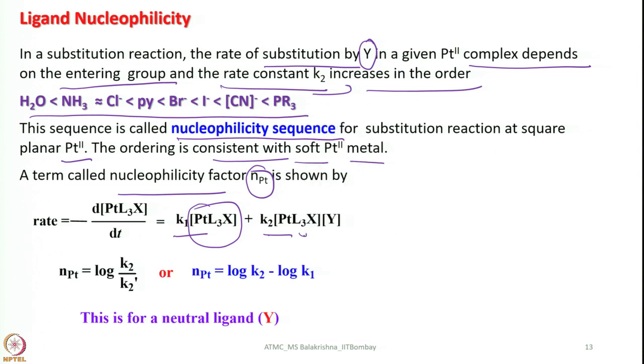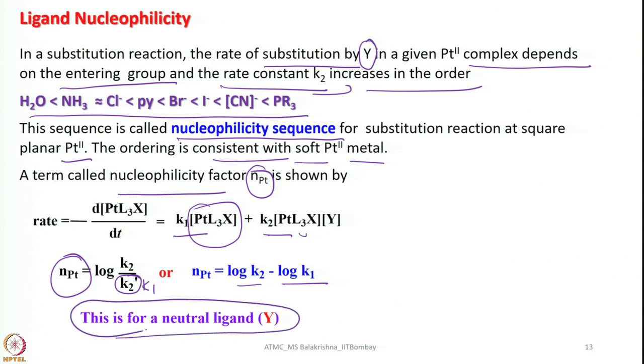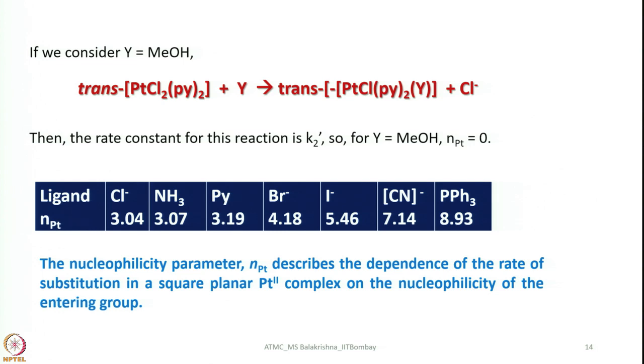So, this is k2. So, now n_Pt, the nucleophilicity factor, is given by minus d[PtL3X], the concentration of the starting compound, over dt, equals k1 into this one. So, here n_Pt is given by log k2 over k2 prime, or n_Pt equals, this should not be k2 prime, this should be k1, or n_Pt equals log k2 minus log k1. You just correct it, it is not k2 prime, it is k1. So, that means log k2 minus log k1. This is for a neutral ligand, you should remember. This nucleophilicity factor shown in this term is for a neutral ligand Y.